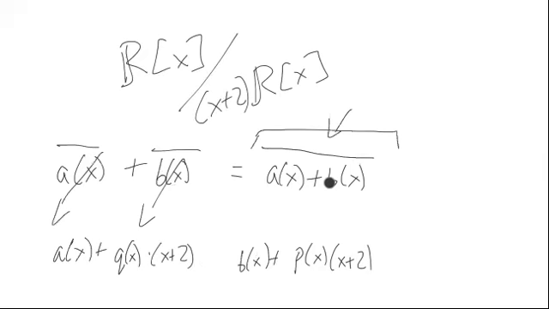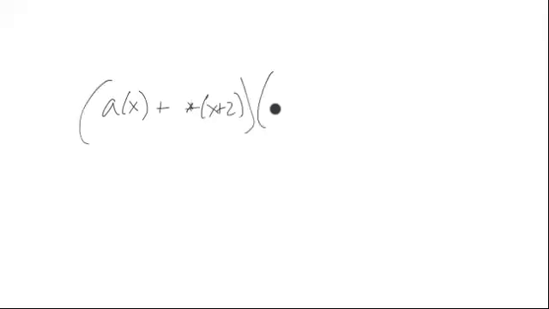Let's see, is multiplication preserved? So we can look at that as well. So a of x plus some multiple of x plus 2, so something times x plus 2. Okay, and b of x plus something times x plus 2. And how does that work?